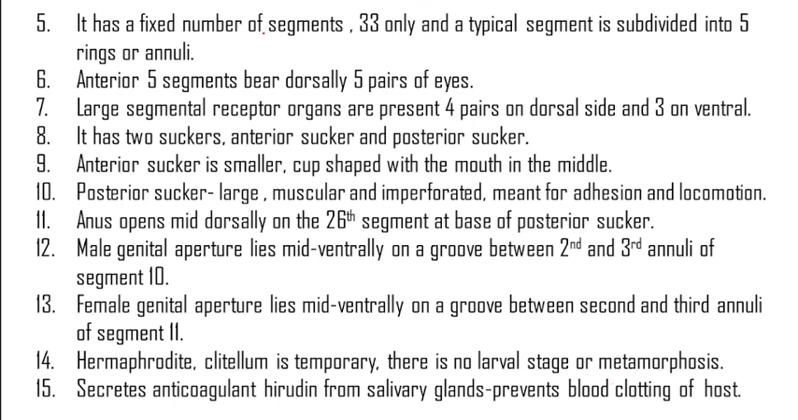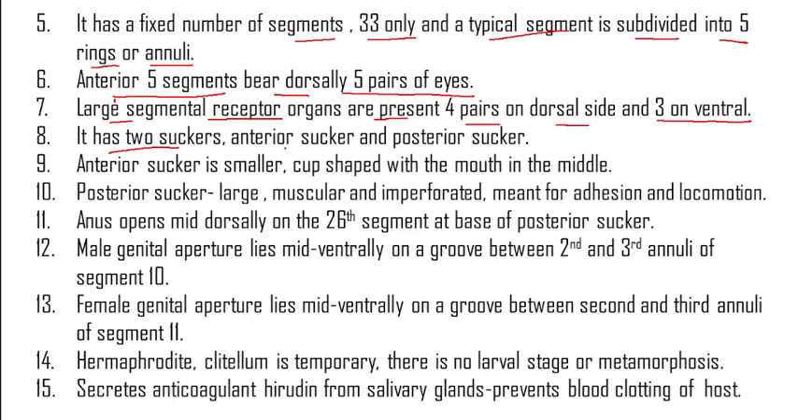It has a fixed number of segments, 33 segments, and a typical segment is subdivided into 5 rings or annuli. Anterior 5 segments जो होते हैं, they bear 5 pairs of eyes. Large segmental receptor organs are present, 4 pairs on the dorsal side and 3 on the ventral side.